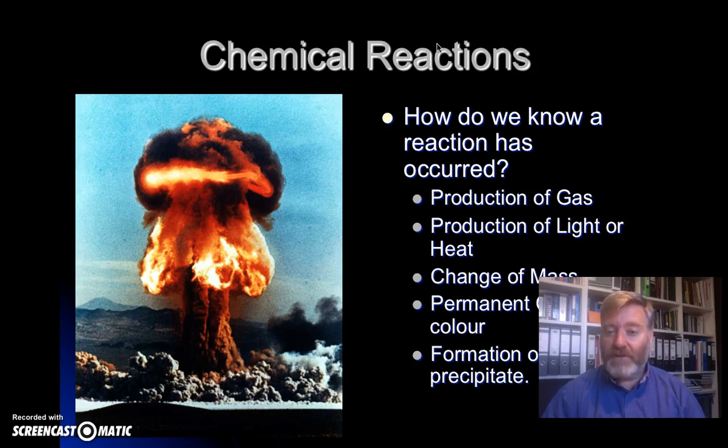We could get a complete change in colour, and we'll do some of the experiments soon and you'll see all these things happening. Or you might form what's called a precipitate. So you've got 2 clear liquids and all of a sudden there's a solid at the bottom. And that's fallen out, that's precipitated out of the solution.